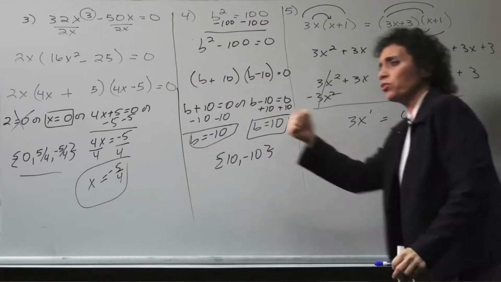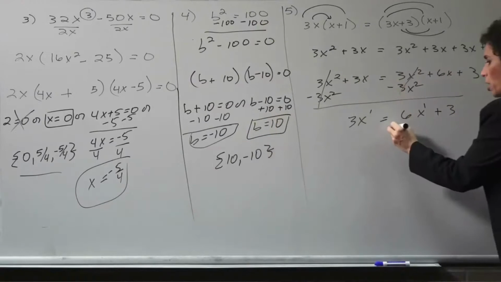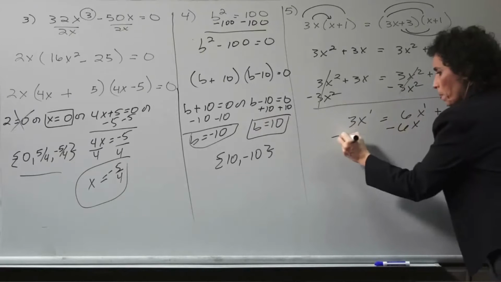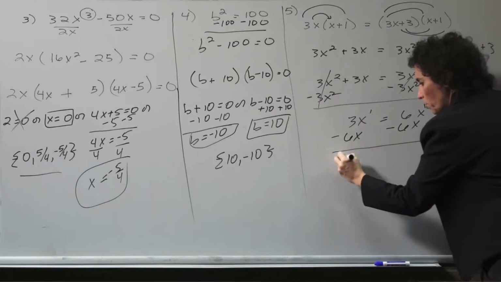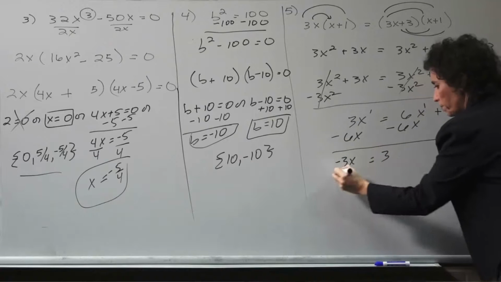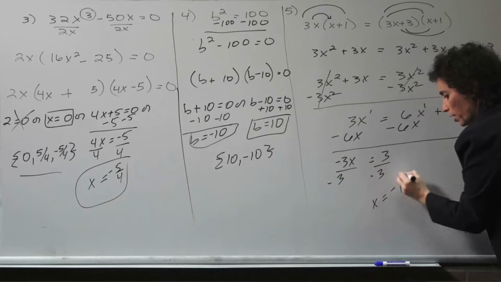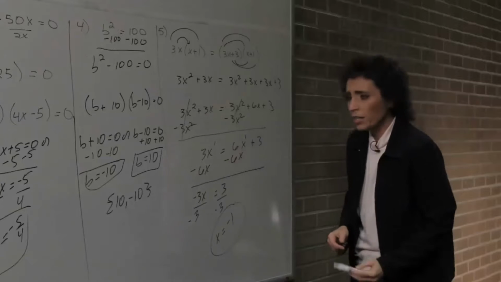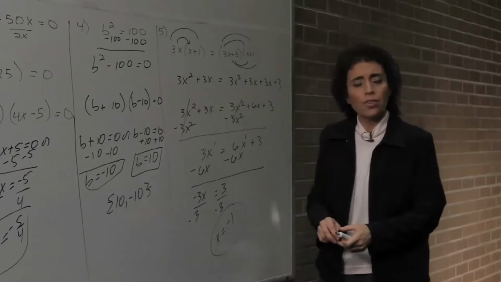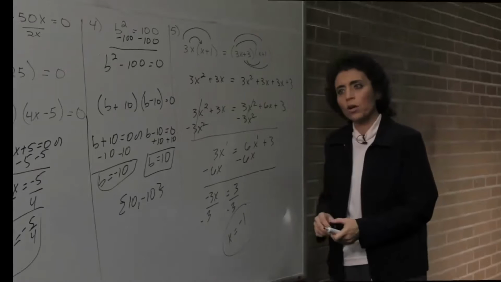We have to get all the variables to one side, all the numbers to the other. So here we go. This is negative 3x equals 3. X equals negative 1. Done. Now we're done with those 3. I think we have 1 left before you go on your own.